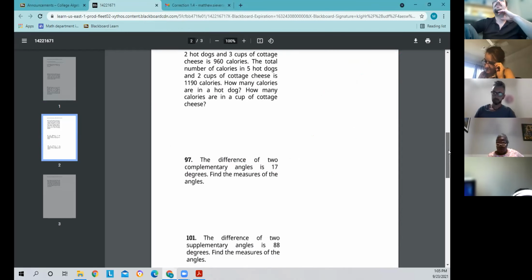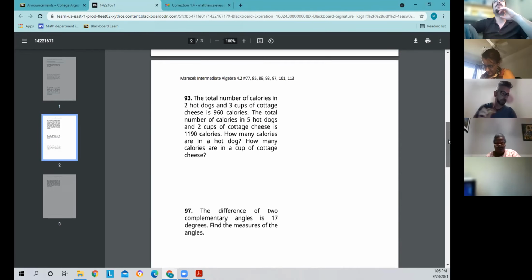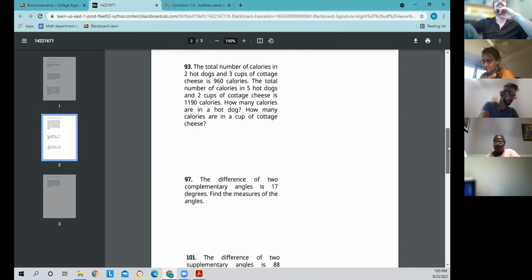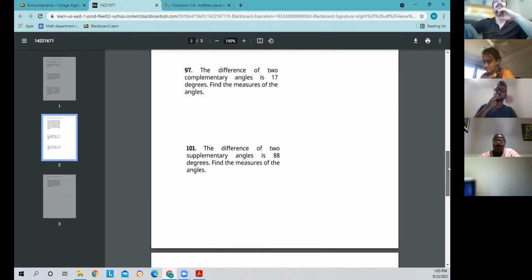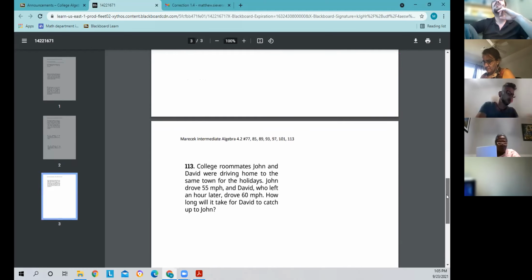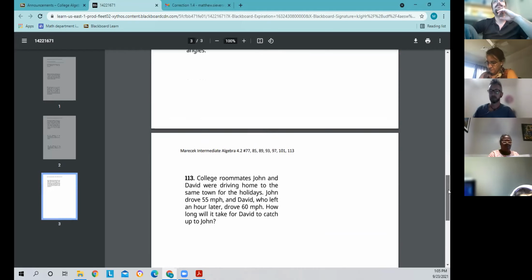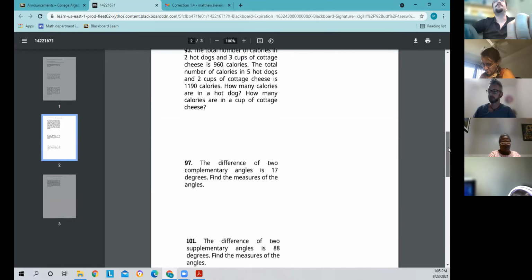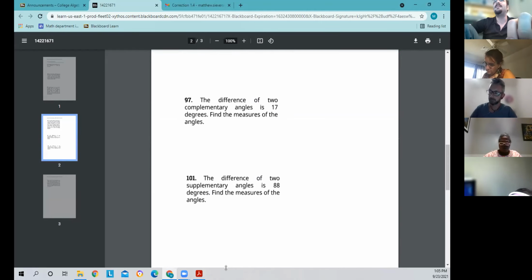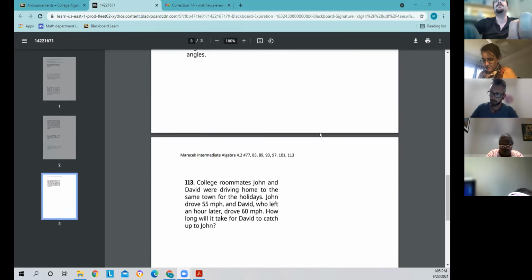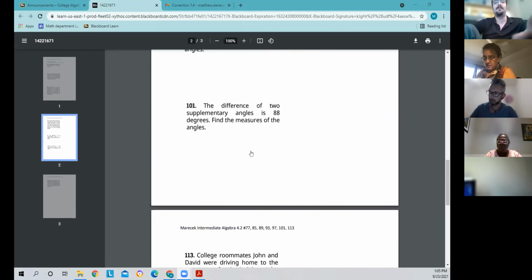We have 93, 97, 101, and 113. So I'm going to set up these three, at least get this set up, but I definitely want to walk through 113. We're definitely going to need to walk through that thing. So set up for 93, 97, 101, and then I'm going to walk through that last one. 93, 97, 101. And then the last one is 113. Is that the number? 113. Yes. Okay.